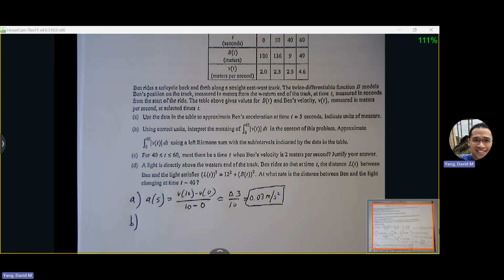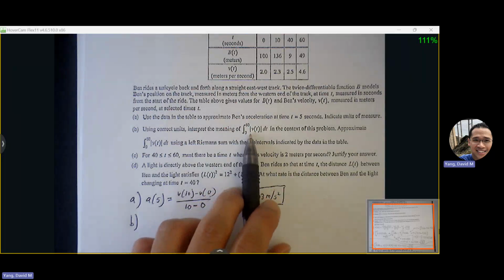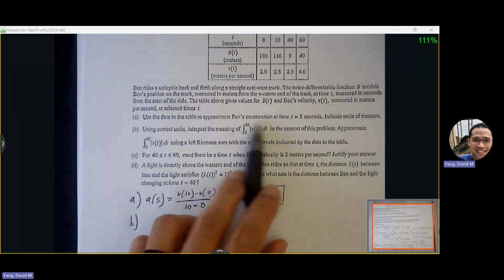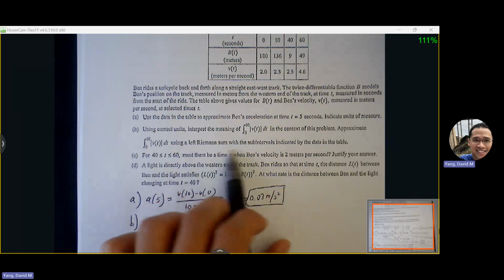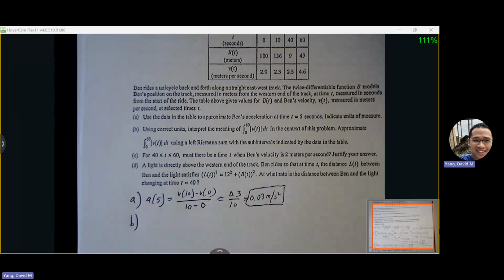Part B, using correct units, interpret the meaning of the definite integral of the absolute value of v of t. We saw this yesterday as well. We know this is total distance. And it says use a left Riemann sum to approximate.